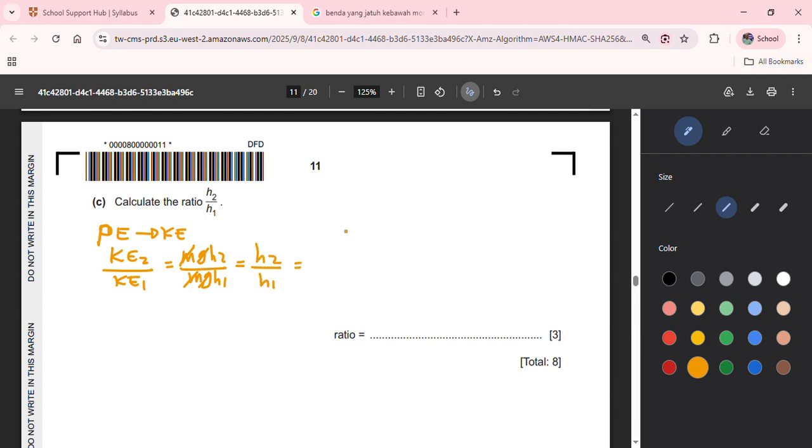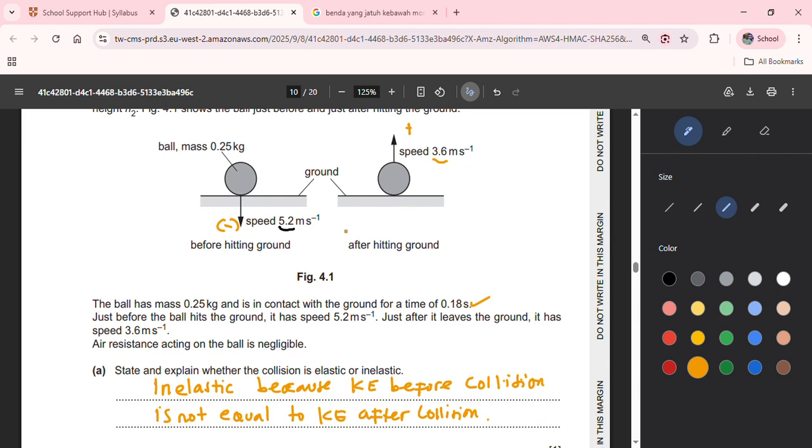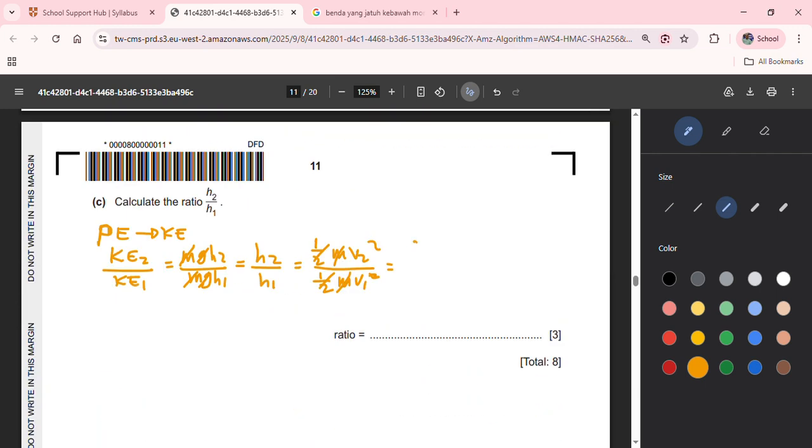which is equal to half mv2 squared divided by half mv1 squared. Cancel out the half and m. So v2 is 3.6 and v1 is 5.2. So 3.6 squared divided by 5.2 squared is equal to 0.48. So this is the result, the ratio of H2 divided by H1.